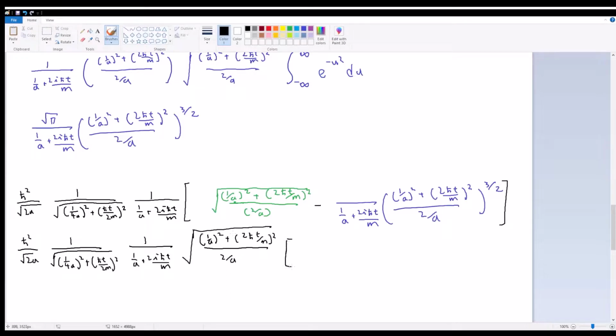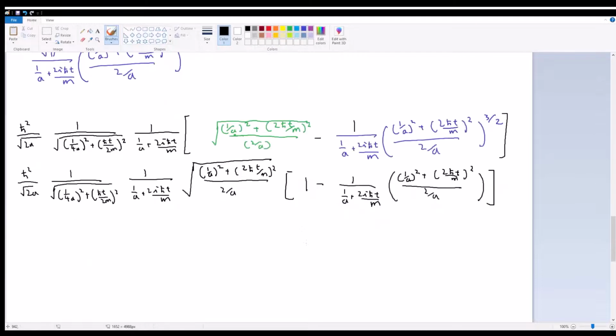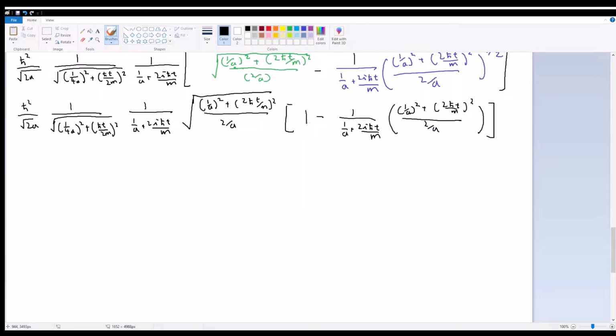And what we have left is 1 minus, and then this is a 1 as well. So 1 over a plus 2i h bar t over m multiplied by 1 over a squared plus 2h bar t over m squared over 2 over a. And now our goal is just to try to simplify things a little bit. So really the only thing that we can do is just try our best to combine a few terms. So let's start with that.